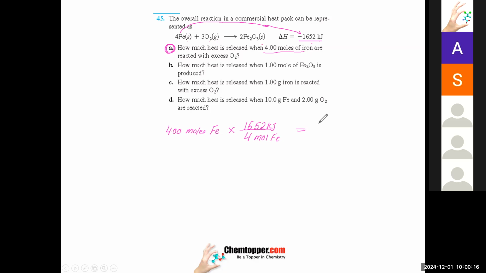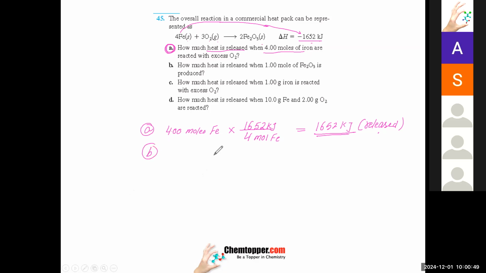The answer is 1652 kilojoules. I didn't place the minus, so I will write kilojoules of energy is, or you put minus. They're asking how much heat is released. So I've written released. This much is released. A part is done. Let's do the B part.